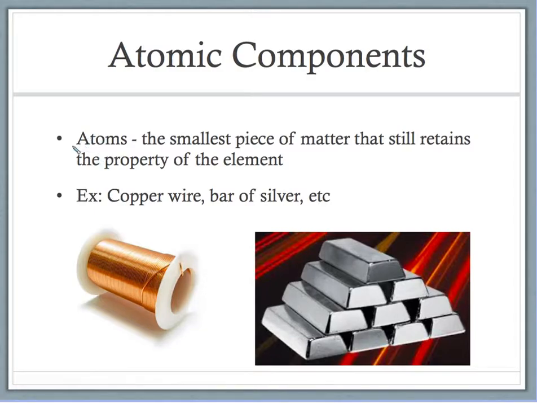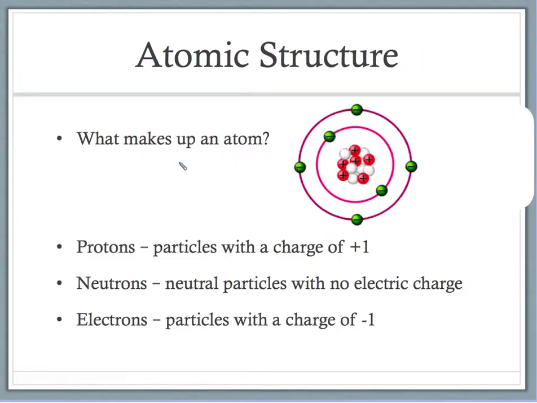Atoms are the smallest pieces of matter that still retain the properties of the element. For example, there's a copper wire, a bar of silver, a gold coin, a neon gas in a tube. All of those are atoms that we use in everyday life. Smallest piece of matter, they can't get any simpler. But atoms do have smaller components.